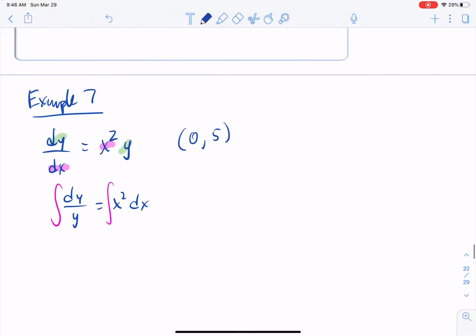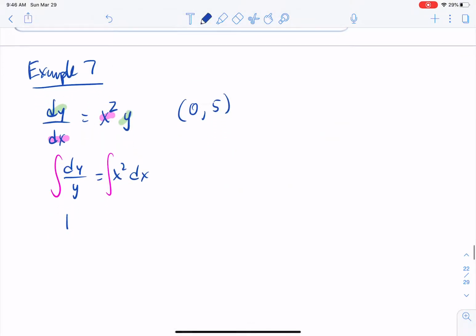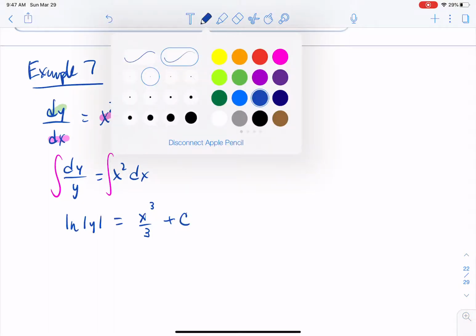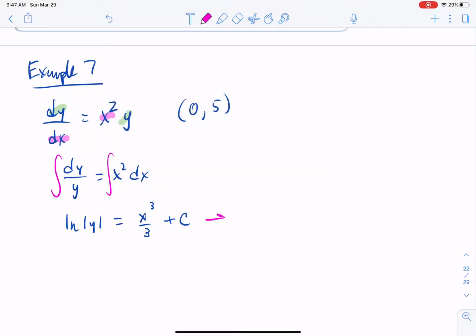On the left side, dy over y, we've seen it 4,000 times. It's the natural log of the absolute value of y, is equal to x cubed over 3 plus C. All right, now what I'm going to suggest that we do at this point is just go ahead and solve for our initial condition right here. Let's go ahead and plug in our initial condition, 0, 5.